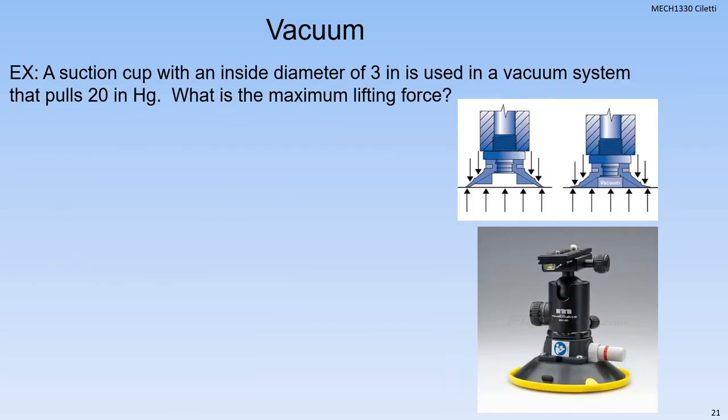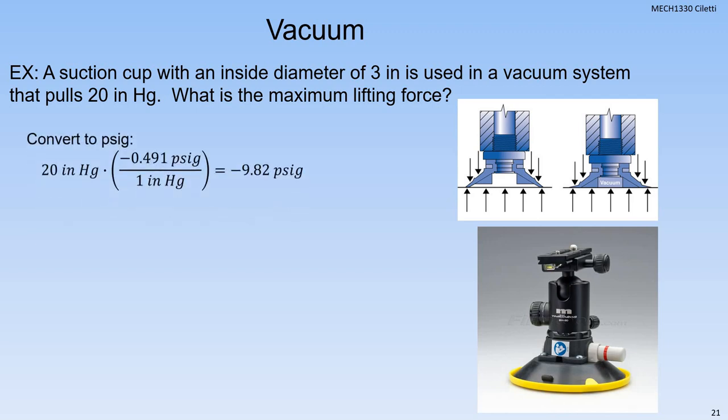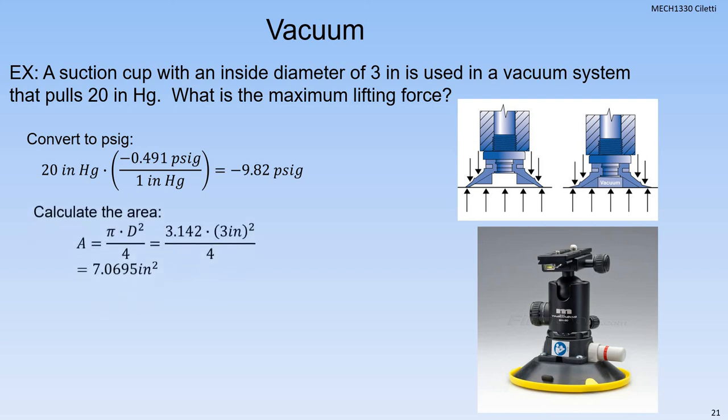So let's do an example calculation using a vacuum. We have a suction cup that has an inside diameter of 3 inches. We use it in a vacuum system that pulls 20 inches of mercury. What is the maximum lifting force? We have to convert to gauge first. So 20 inches of mercury times negative 0.491 psi gauge divided by 1 inch of mercury. All of that was given to you on the last slide. So our gauge is negative 9.82 psi.